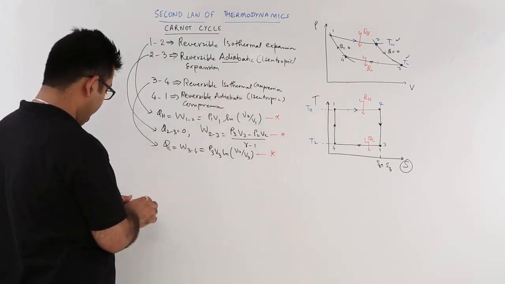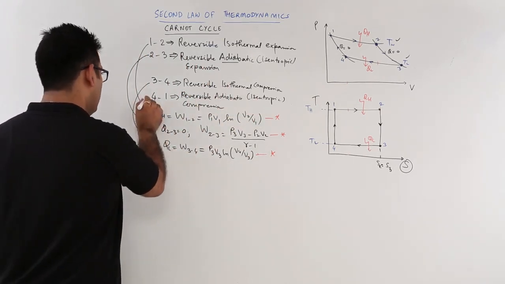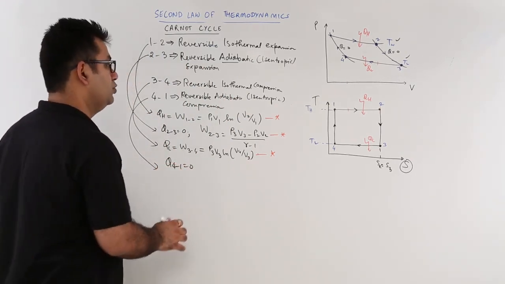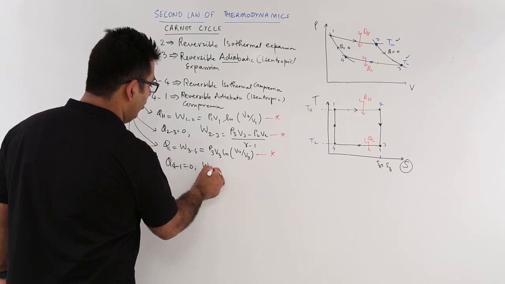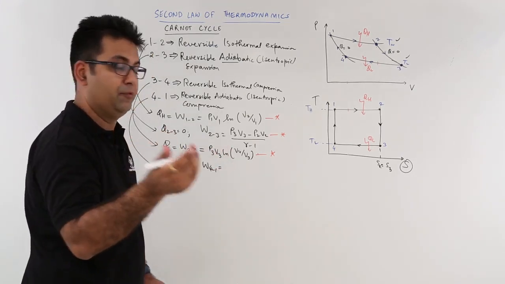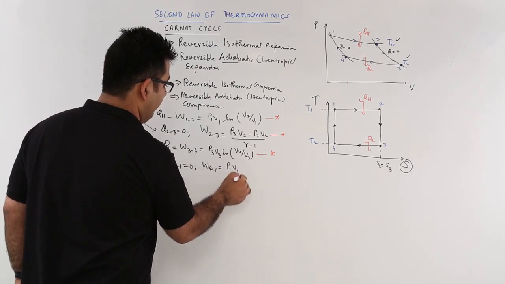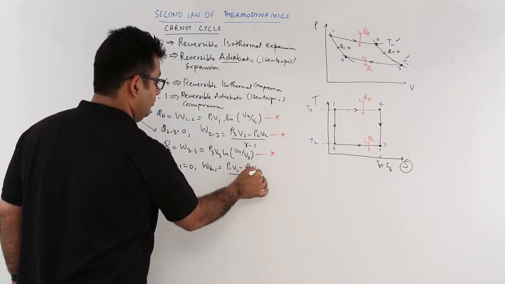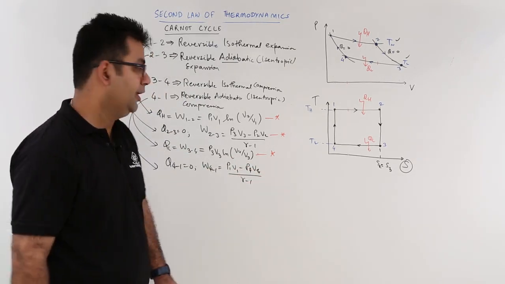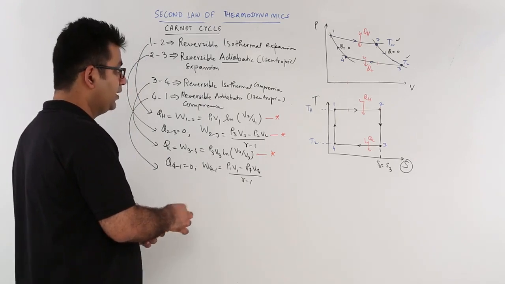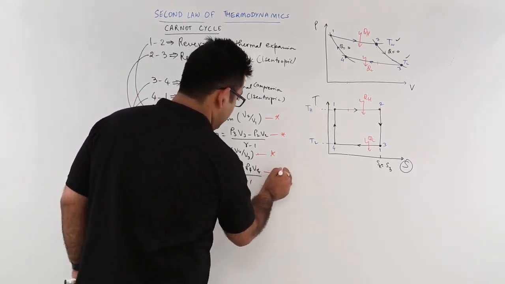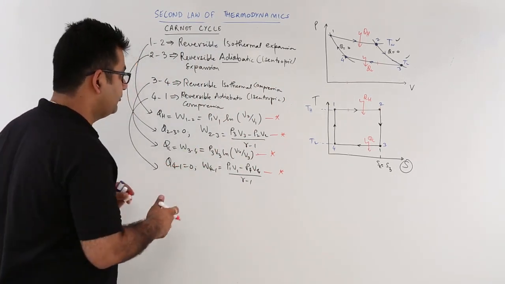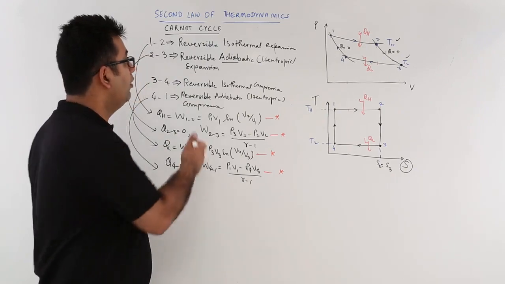Now we come to 4-1. For 4-1, you have heat as 0, there is no heat interaction, and W41, which is again an adiabatic process, becomes (P1 V1 minus P4 V4) by (gamma minus 1). These are the mathematical relations for the work and the heat values. Now let's derive an expression for the efficiency of the Carnot cycle.